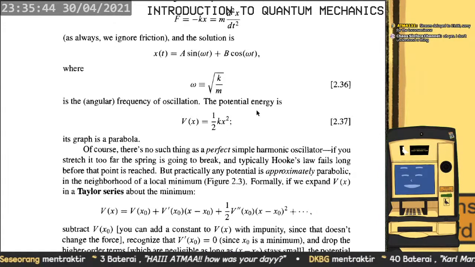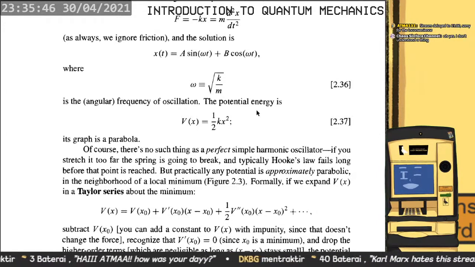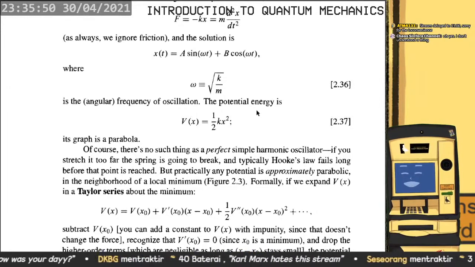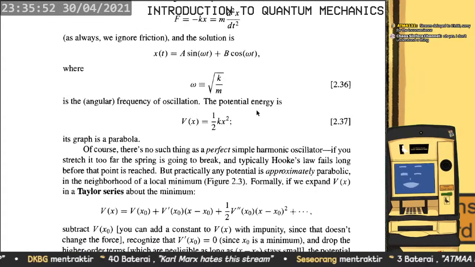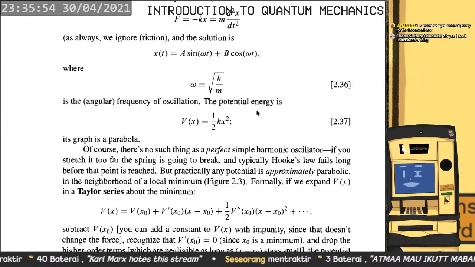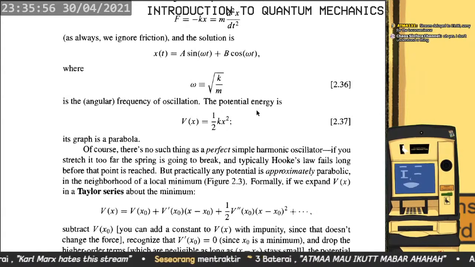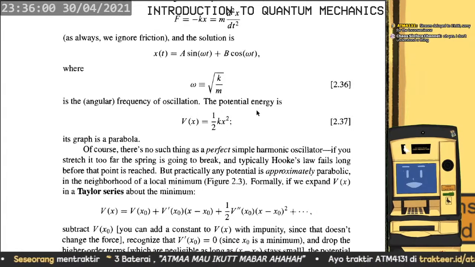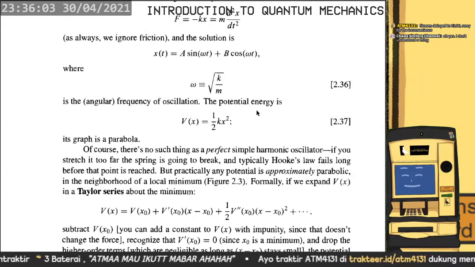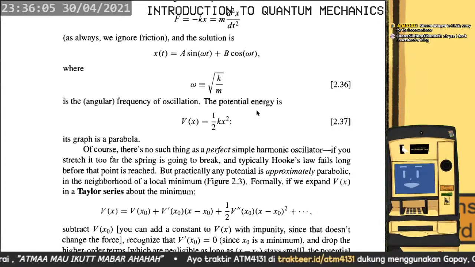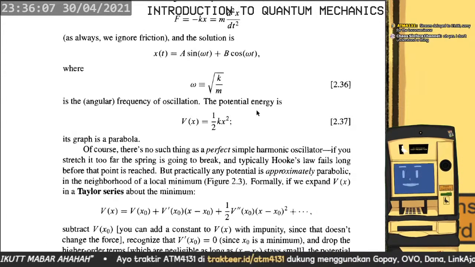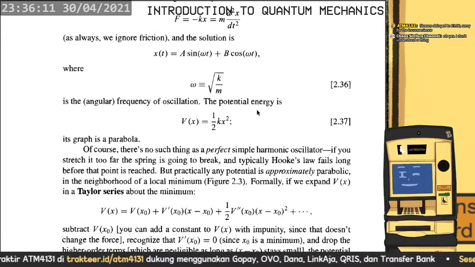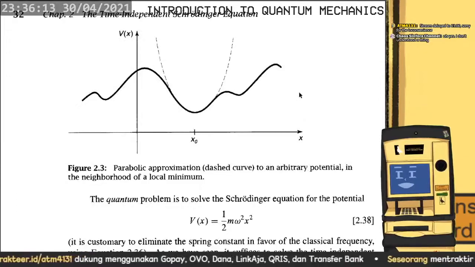Of course, there's no such thing as a perfect simple harmonic oscillator. If you stretch it too far, the spring is going to break, and typically Hooke's law fails long before that point is reached. But practically any potential is approximately parabolic in the neighborhood of a local minimum, like in figure 2.3. Oh, where is figure 2.3?